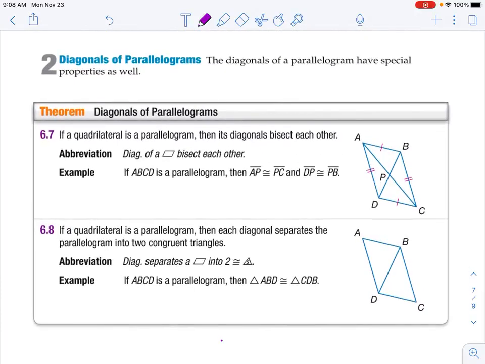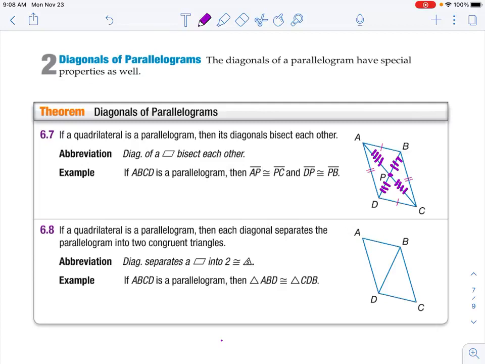We do have a few more theorems. This time it's based on the diagonals of our parallelograms. This states the diagonals of a parallelogram have special properties as well. So the first one, if a quadrilateral is a parallelogram, then its diagonals bisect each other. Remember, bisect means cut in half. So this guy is congruent to that guy, and these two are also congruent. So if you have a parallelogram, the diagonals bisect each other and create congruent segments.